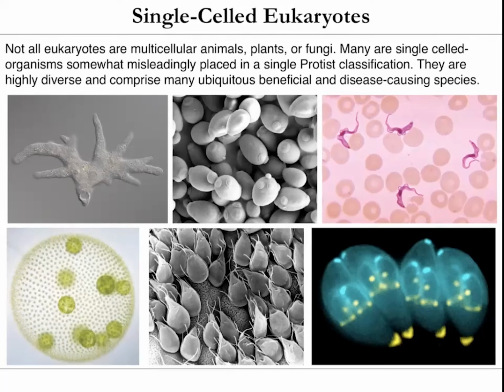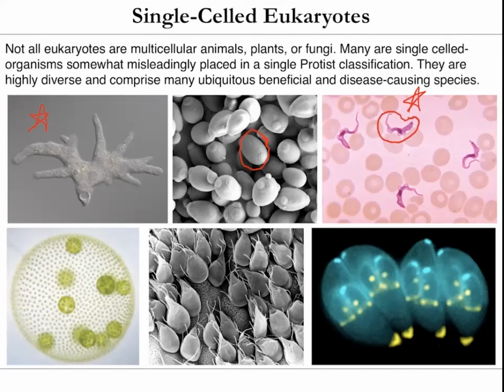These species are highly diverse, so they may be as distantly related to each other as we are from them, and there are a lot of beneficial species and a lot of disease-causing species among the single-celled eukaryotes as well. This is an amoeba, which is a single-celled eukaryote with an interesting structure. Yeast are actually single-celled fungi, but they're single-celled eukaryotes because fungi are eukaryotes, and they're beneficial in some ways and not beneficial in other ways. This is an image of a trypanosome, which I'll talk about in a bit.